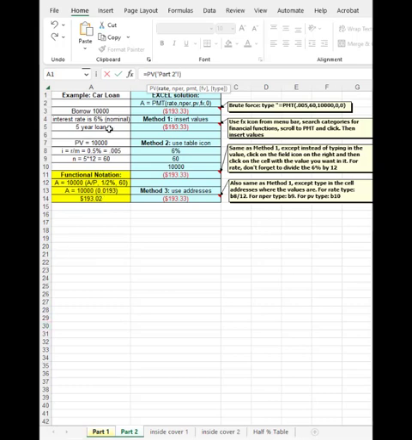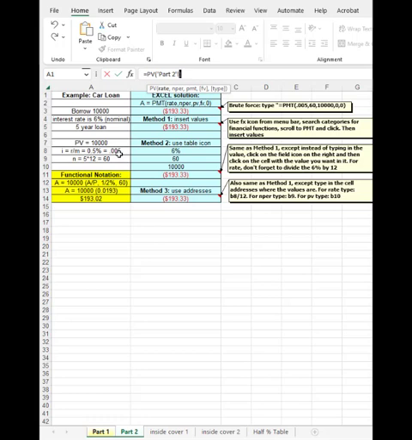So here's our situation. We're going to borrow $10,000 for a car, and we've already made a down payment, but we have a five-year loan at 6% nominal interest rate. That's the annual interest rate. It's a five-year loan, 60 months. So our PV value in this formula will be $10,000. That's the present value.